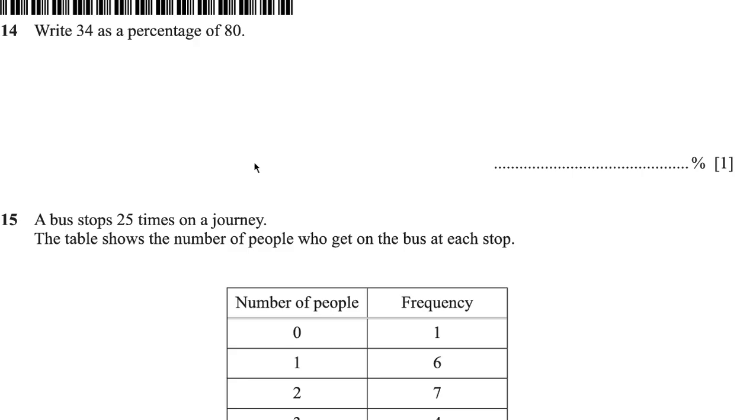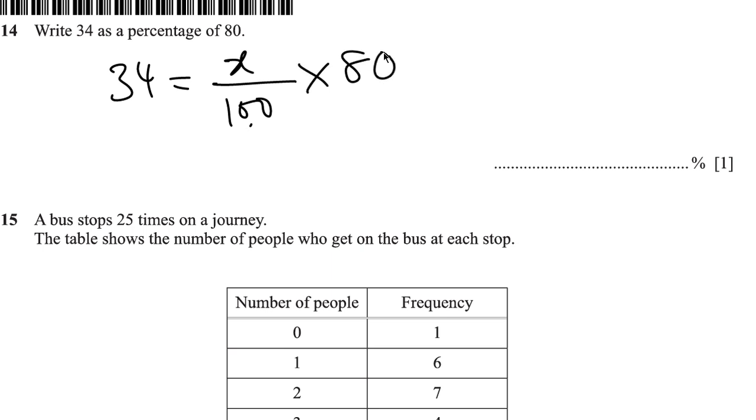Okay, next question says, write 34 as a percentage of 80. Now I want you to understand this very well. Write 34 as a percentage. Let's call that percentage x. So x percent, which is x over 100, as a percentage of 80, right? So to get the value of x, which is the percent, we cross multiply. I just want you to understand, this is not what you saw during the exam, just to understand the concept.